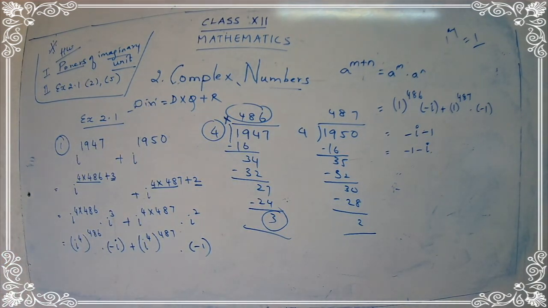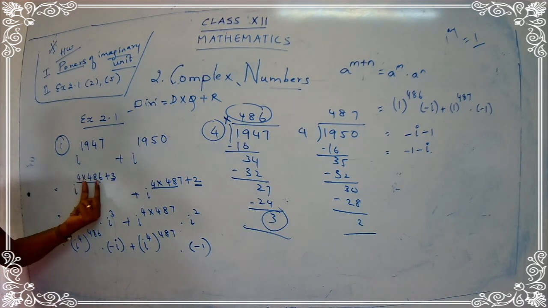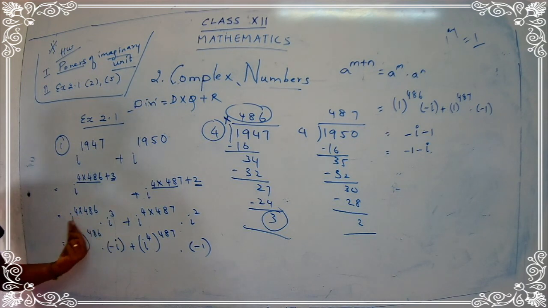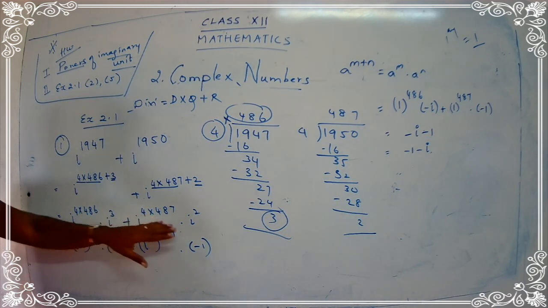Then you are going to apply the a raised to m plus n rule. So what is the a raised to m plus n rule? You get a raised to m into a raised to n. So what is m here? 4 into 486. And what is n here? 3. So just split it: i raised to 4 into 486, i raised to 3.